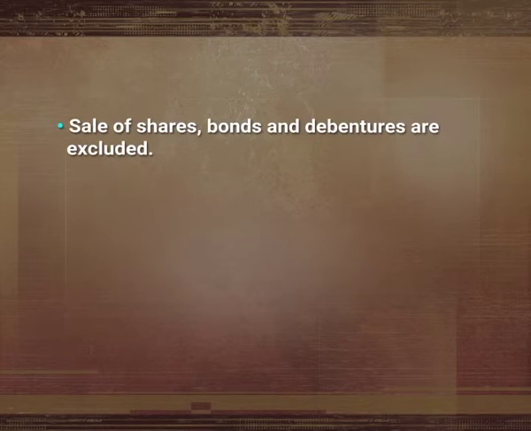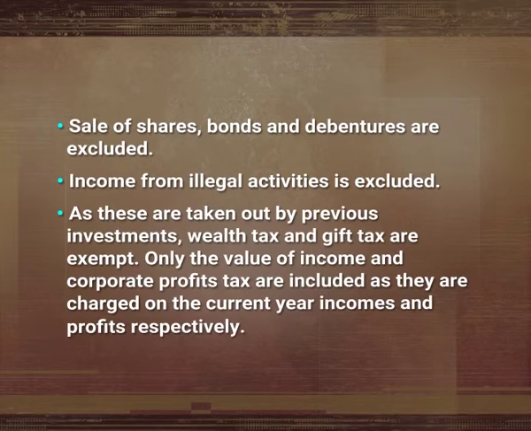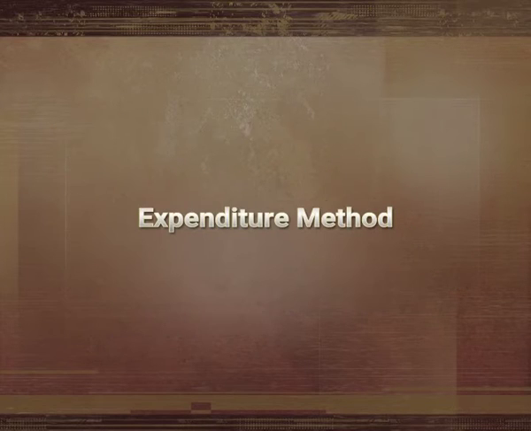Sale of shares, bonds and debentures are excluded. Income from illegal activities is excluded. Wealth tax and gift tax are exempt. Only income tax and corporate profits tax are included as they are charged on the current year incomes and profits respectively. Expenditure method.